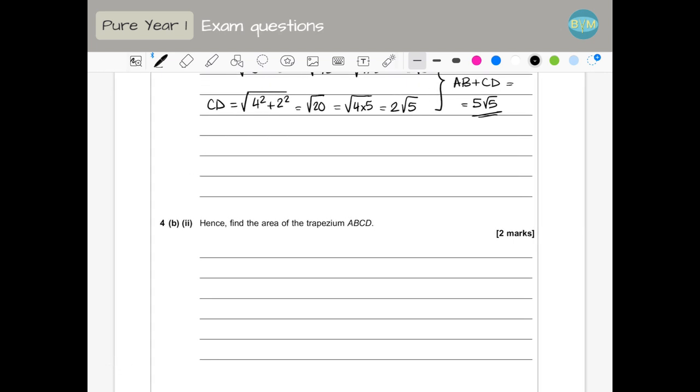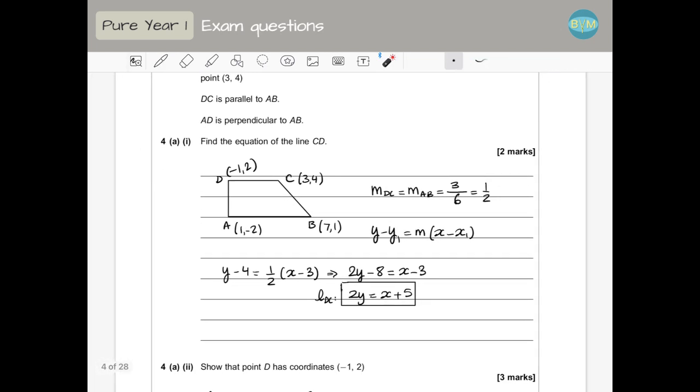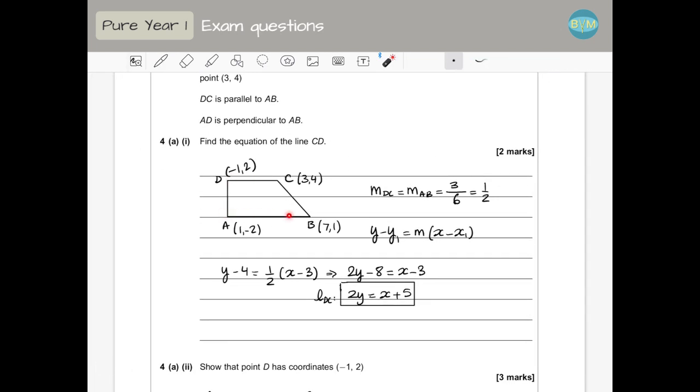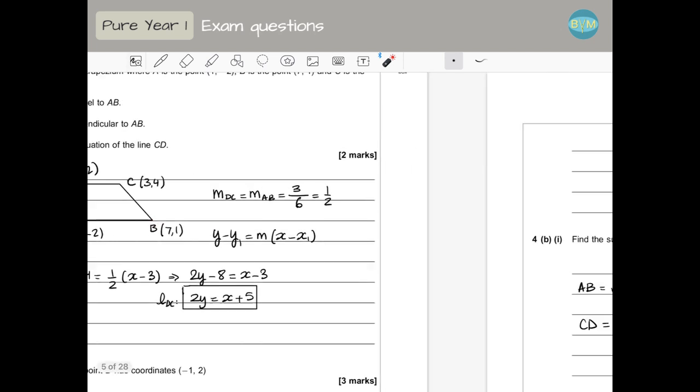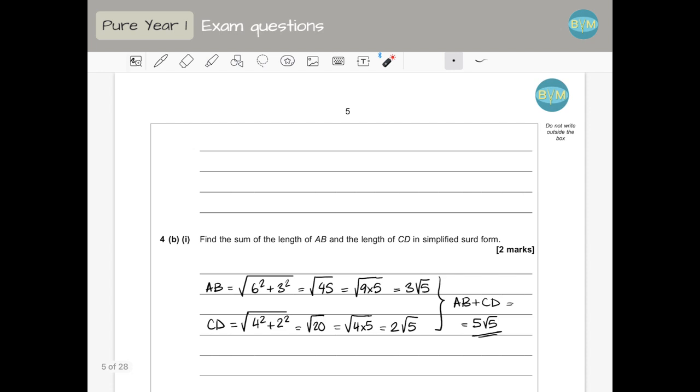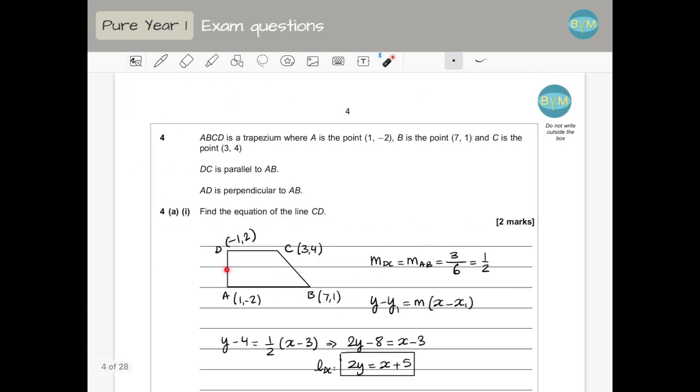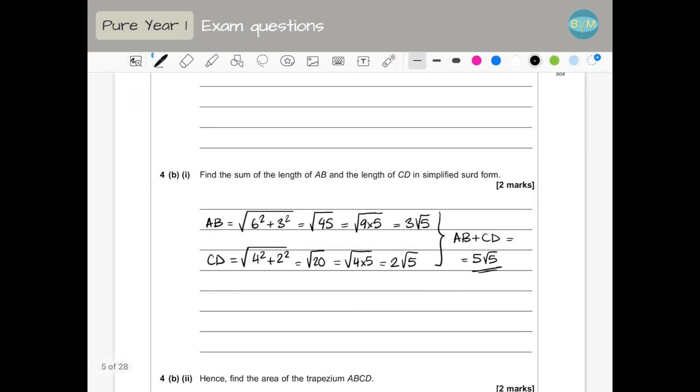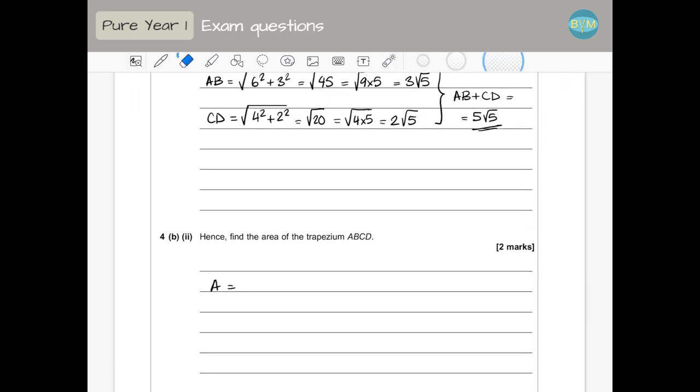Remember the formula for the area of a trapezium is the sum of the parallel sides divided by 2 and then multiplied by the distance between them. The sum of the sides is precisely what we just found, this 5 root 5, divided by 2. And we need to find this distance, so AD. We are going to do it in a very similar way, so we find AD first.